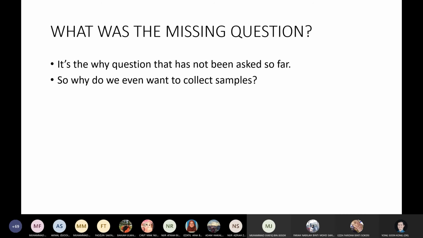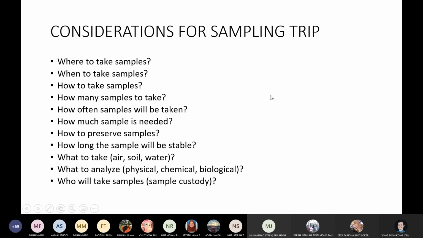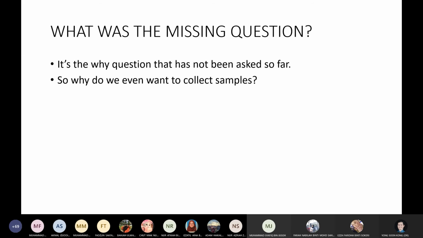Okay, now from all those questions, what was the missing question? So far, the why question has not been answered yet. By the way, apart from the why question, why do we even want to collect a soil sample? You want to collect all these things from different media, and then how you're going to collect them. But the big question is, why do we even need to collect them in the first place?